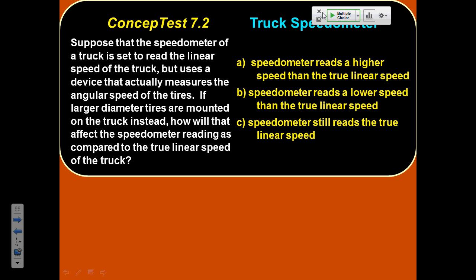But let's say that you put bigger tires on your truck, like you put those big monster tires on it, with bigger wheels as well. How does that affect your speedometer reading as compared to the true linear speed of the truck? Does the speedometer say that you're going faster than you are, does it say that you're going slower than you are, or does it still read the true linear speed?